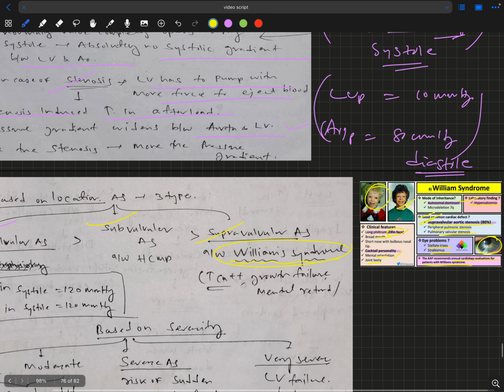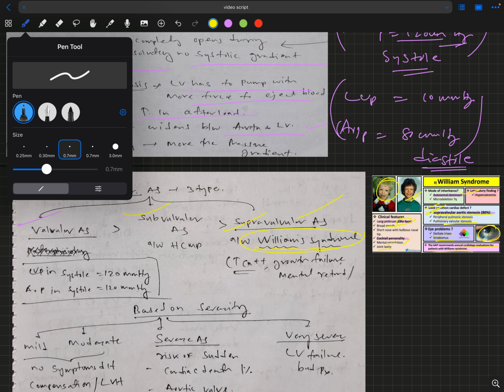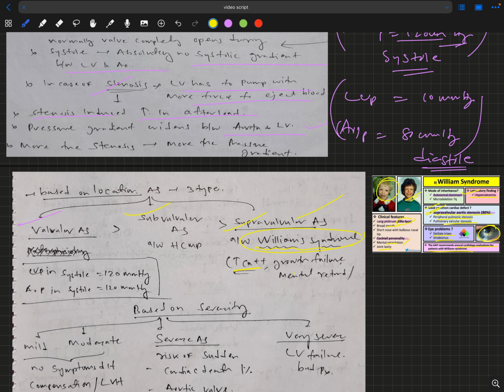So based on the location, aortic stenosis is of three types: valvular, subvalvular aortic stenosis, and supravalvular aortic stenosis. Supravalvular aortic stenosis is associated with Williams syndrome. It is associated with hypercalcemia, growth failure, mental retardation, and elfin facies. Subvalvular aortic stenosis is associated with hypertrophic cardiomyopathy, and valvular aortic stenosis is a defect in the valve itself.